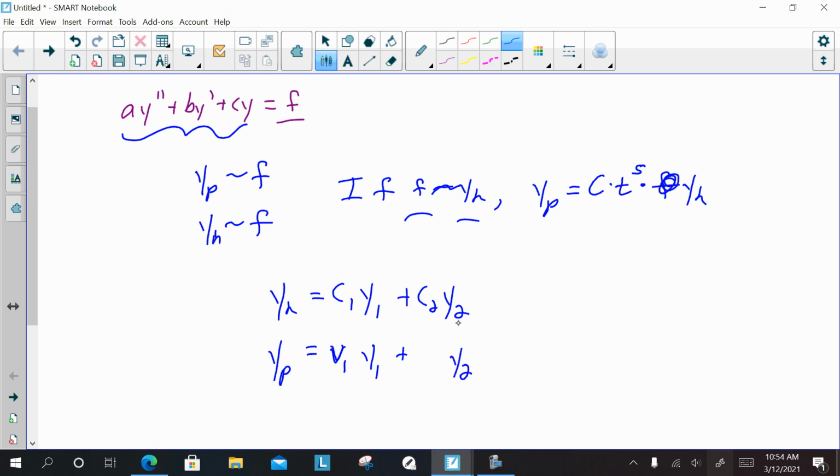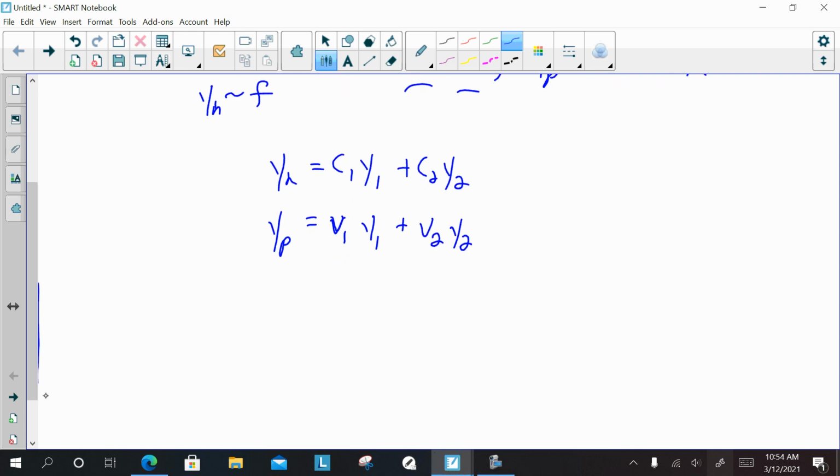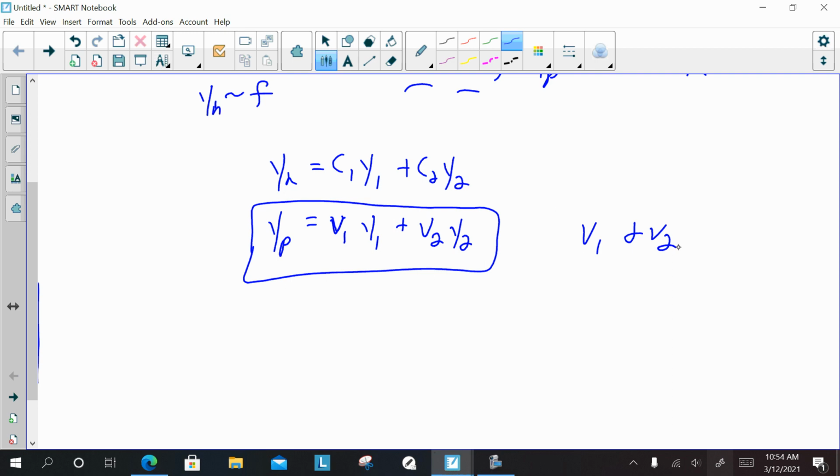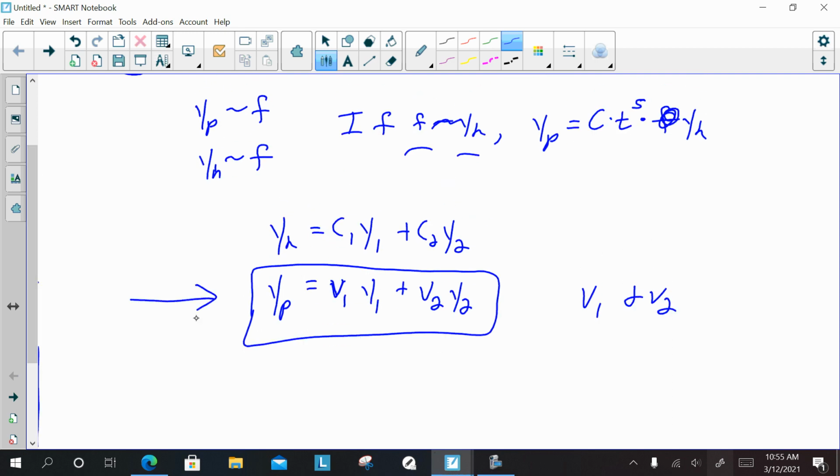y2 is a solution to the homogeneous. If it's related to the particular solution, then instead of multiplying by t squared, something like that, there might be a different function that we have to multiply it by to relate it to our function on the right, if the function on the right is not a polynomial, exponential, sine, or cosine. So we're going to try to derive some way to find out what v1 and v2 need to be so that this generates a solution to our differential equation.